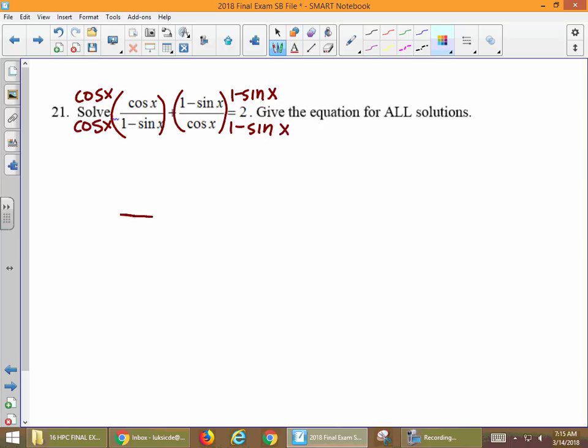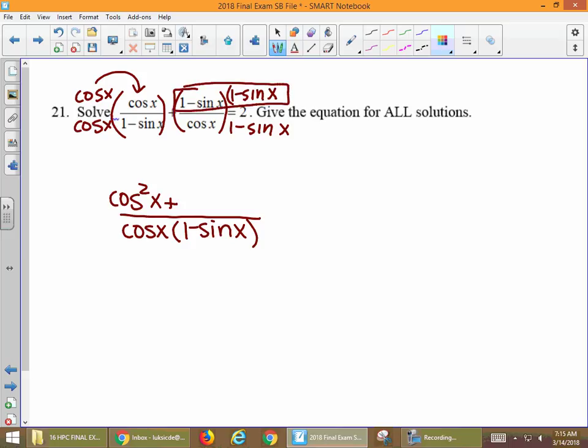So my new denominator is cosine of x times 1 minus sine of x. And my numerator is cosine times cosine, here, which is cosine squared, plus, and then I need to multiply this out. And by multiplying it out, I mean FOIL. So go ahead and try to get a step or two ahead of me. Pause the video and FOIL out 1 minus sine x times 1 minus sine x. And I'll meet you in a couple steps.